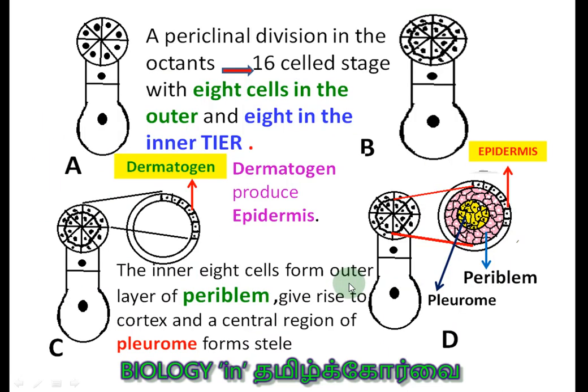Okay, next. So this is all in one slide. It means the entire development can be studied with the help of this slide. You see here, the 8 cell stage becomes the 16 cell stage. Many number of cells are formed here. So outer dermatogen is formed, then cortex ground tissue system is formed, then the vascular region, plerome, is formed, periblem cortex is formed, then dermatogen becomes epidermis.